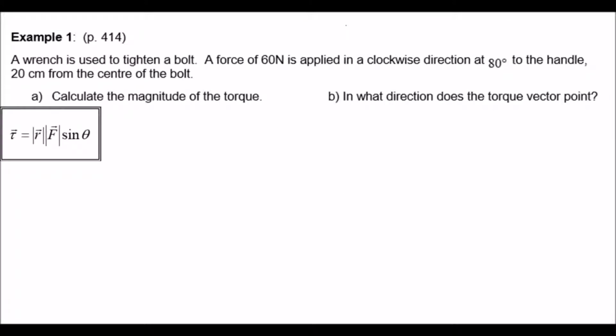So here we go. Here's the first example. A wrench is used to tighten a bolt. A 600 Newton force is applied in a clockwise direction at 80 degrees to the handle, 20 centimeters from the center of the bolt. So here is our arm, and that, of course, is our fulcrum. We're pushing at an 80-degree angle, where this angle here is 80 degrees. The force we're pushing at is 600 newtons, and this here is 20 centimeters.